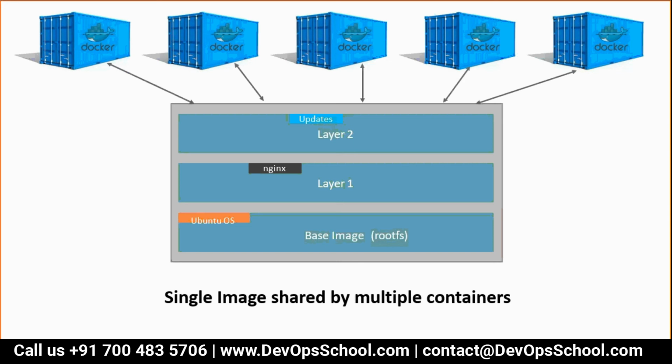Let's look at this image here. There is one image which has 3 layers. Always, the root file system is at layer 0. Now that image you can share with multiple containers. That is the reason you were using one image to create multiple containers. How come? Because one image which has multiple layers can be shared across multiple containers.